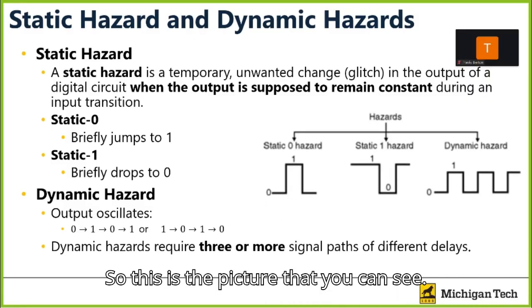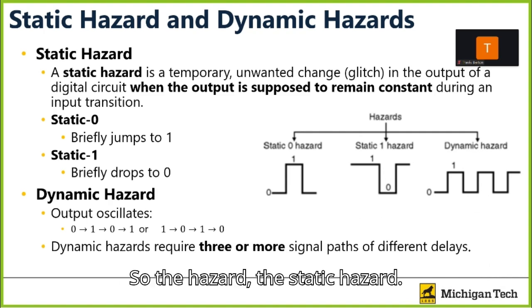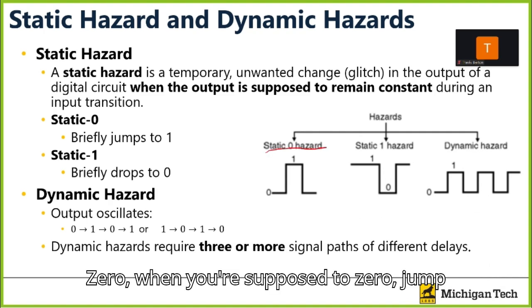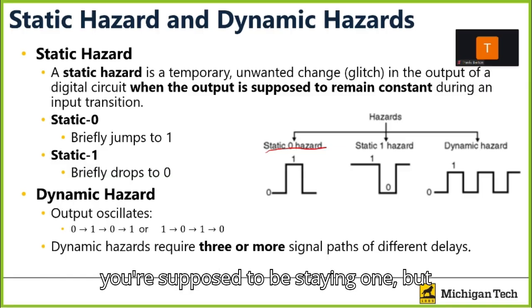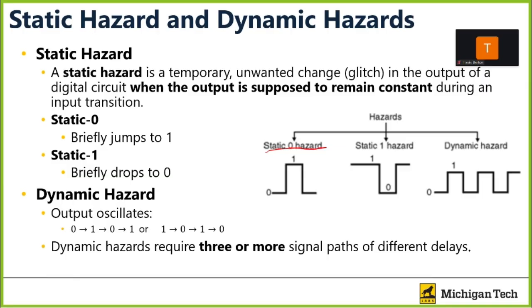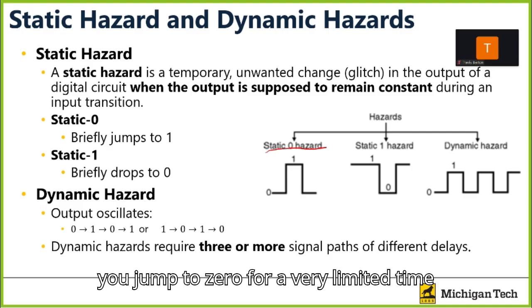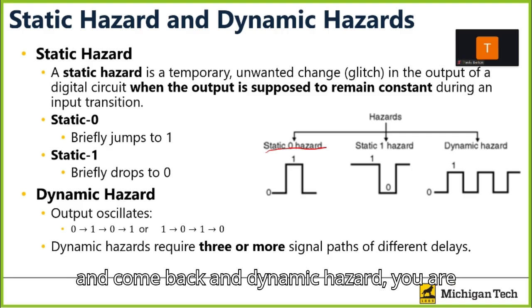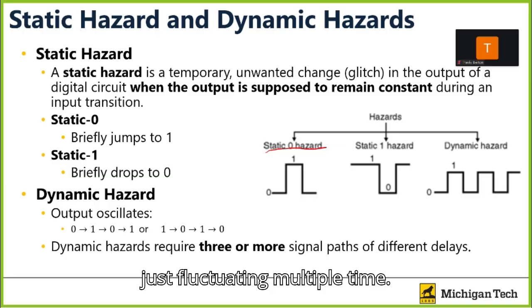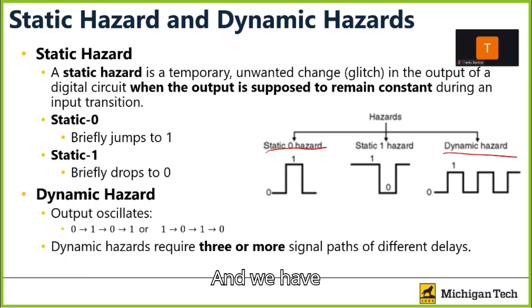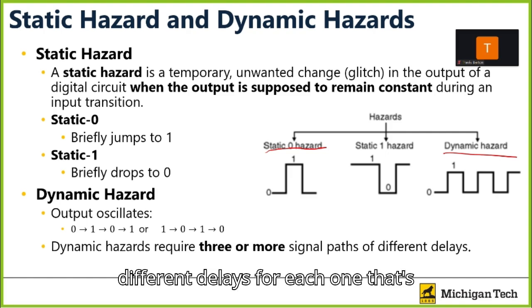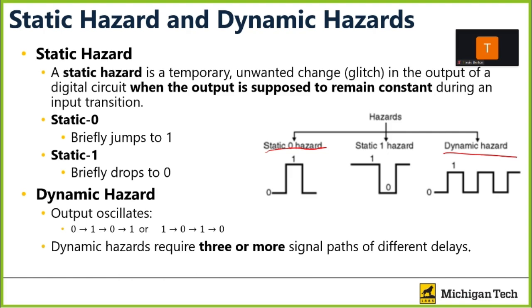So this is the picture that you can see. So the static hazard: 0, when you're supposed to stay at 0, jumps to 1, a glitch happening. And in static 1, you're supposed to stay at 1, but you jump to 0 for a very limited time and come back. And dynamic hazard, you are just fluctuating multiple times. And this dynamic hazard happens when you have multiple paths, and we have different delays for each one. That's what happens.